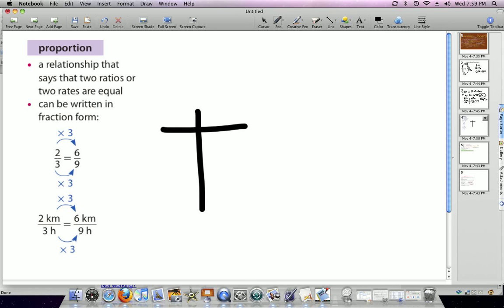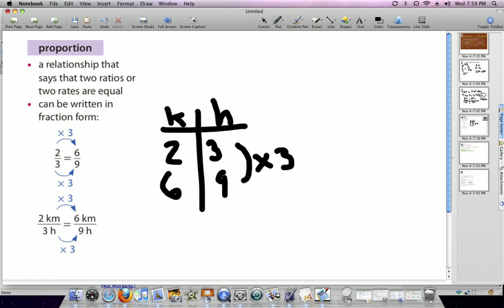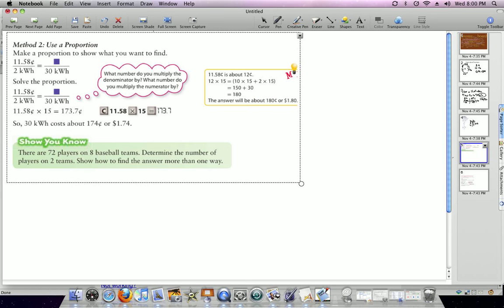2 kilometers. This is your hours. 2 kilometers in 3 hours, 6 kilometers in 9 hours. Please note that the ratio table takes it from being vertical to horizontal. We are still multiplying by 3. Is that hard so far? A proportion is showing equivalent fractions. That's what you need to know. Equivalent fractions. You can do so many things with them.